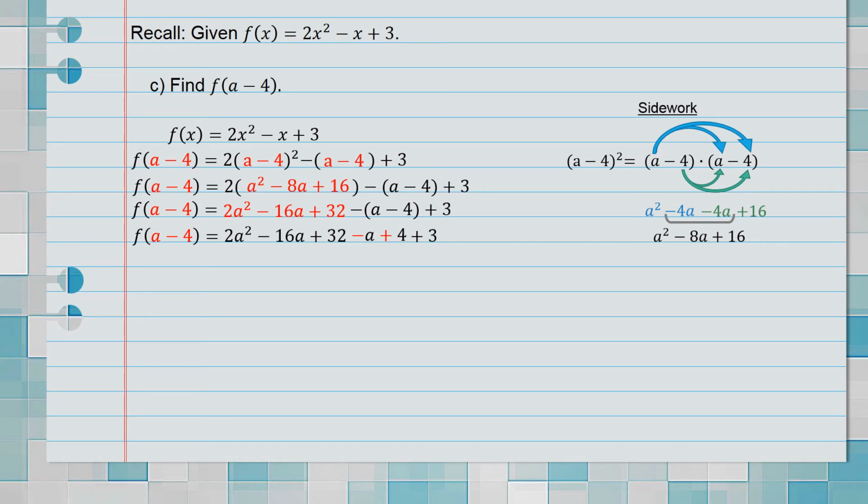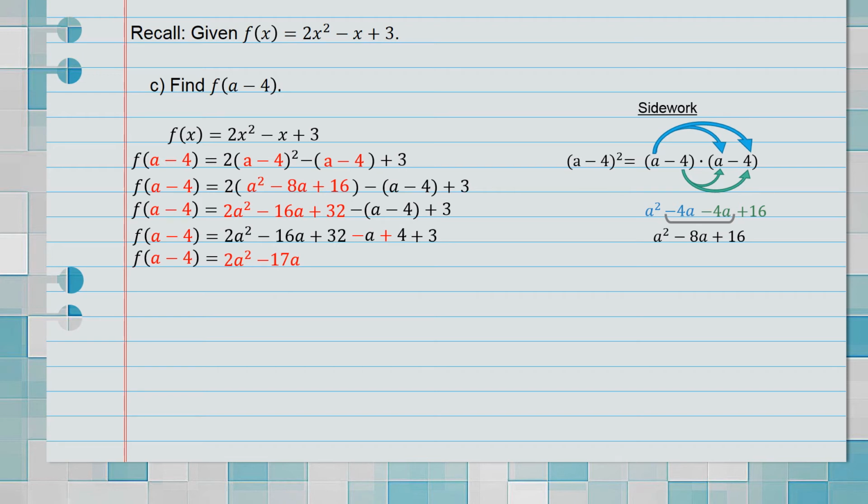Now we have no more multiplication division, so we're ready for addition subtraction. So we look for like terms. Do I have any a squareds that can be combined? No. So we keep the 2a squared. Do we have any values that just have an a attached to them? Yes. We have a negative 16a and another negative 1a, which combines to give you a negative 17a.